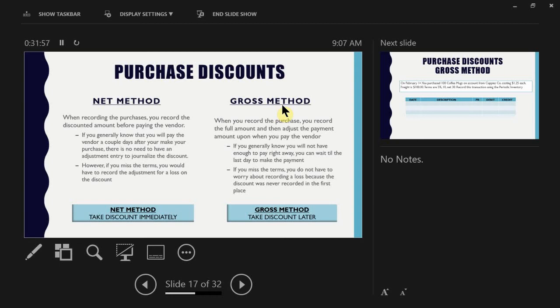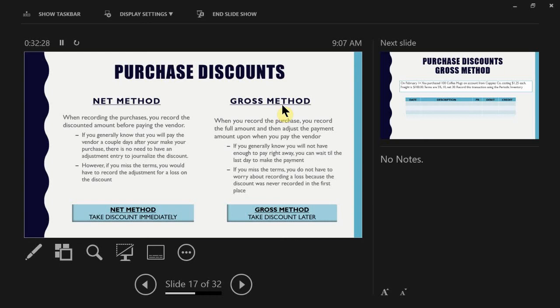So that's why you're given that window where you're given 15 days or you're given 30. Now, in this case, the gross method is when you record it at what you originally purchased it from. And if you happen to pay for it and you made the discount period, then great, you can go ahead and calculate it and place the discount in there. But if not, then that's fine. You don't have to worry too much about it.